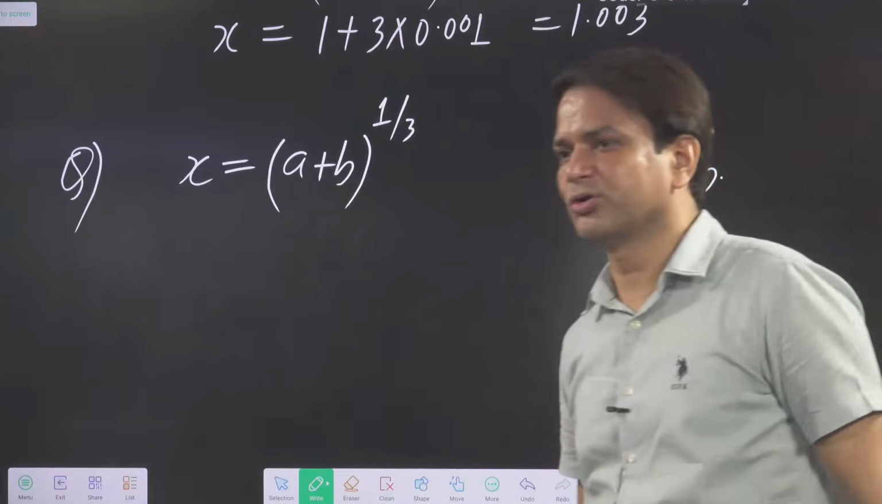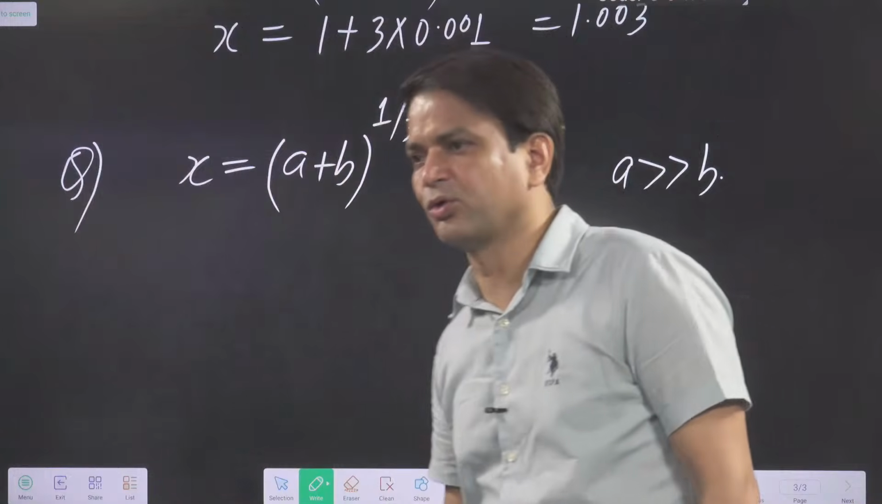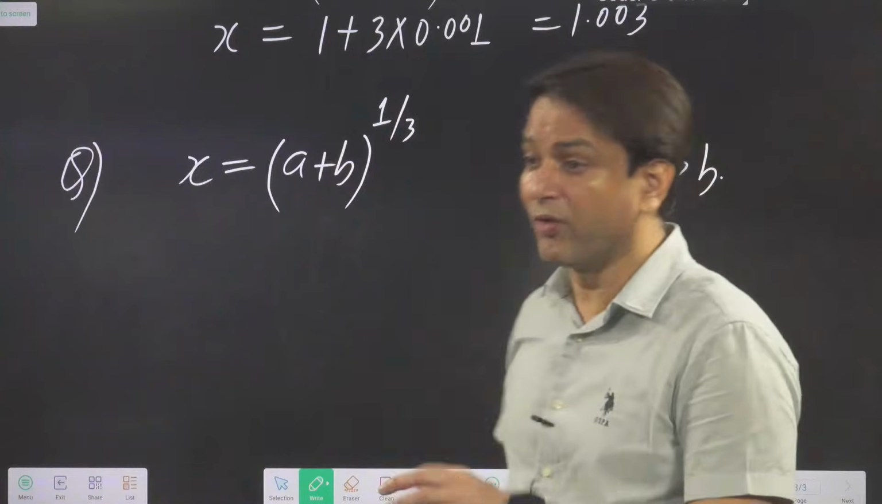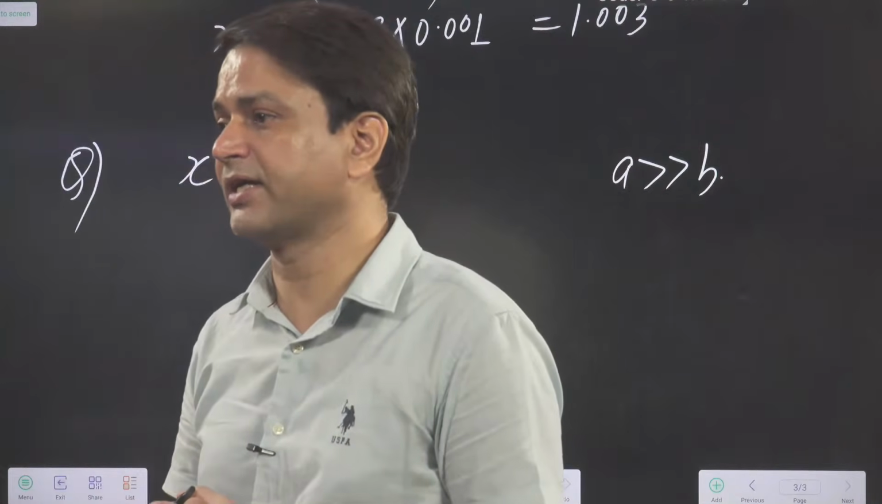(a plus b) whole to the power 1 by 3, and one condition I gave: a is large in comparison to b. Then how can we simplify it? Listen, here one thing: 1 is not there. What I said: (1 plus x) to the power n, we can write as 1 plus nx.